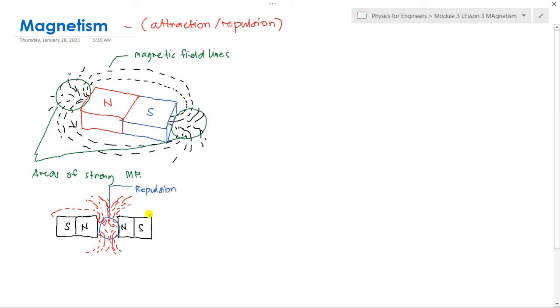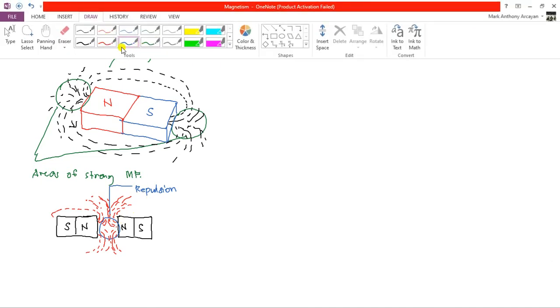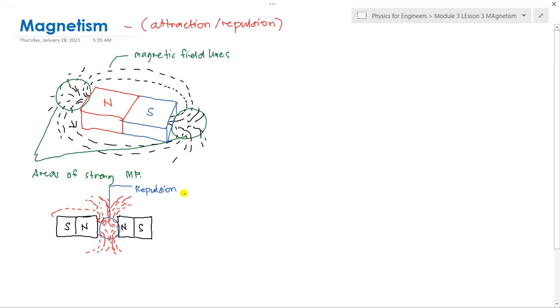If we look at what is between them, they try to push each other. So we have repulsion. There is a repulsive force that happens in this area. As you notice, repulsion occurs with like poles. So when north faces north, they repel each other.